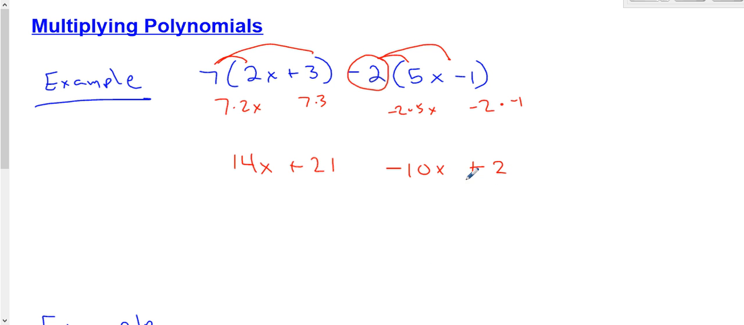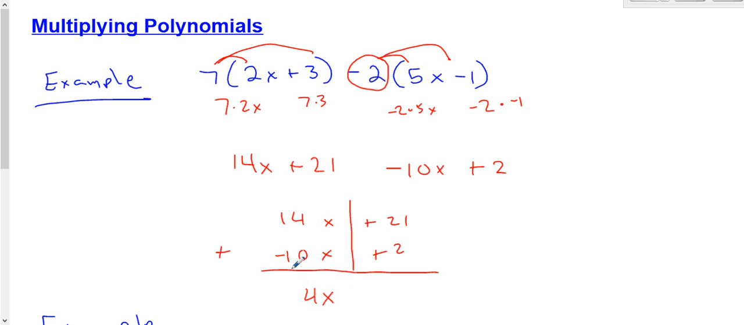And now I look to see if I have like terms. And I do. I have 14x plus 21. And at this point, I can just add the like terms together. And I have negative 10x plus 2. So if I keep those separate, 14x plus a negative 10x is positive 4x. 21 plus 2 is positive 23. And there's my final simplified answer for that example.